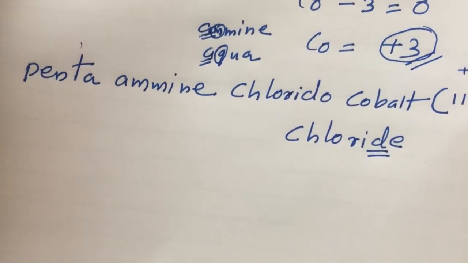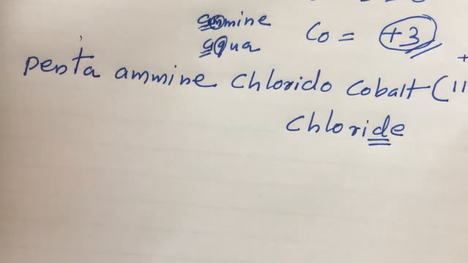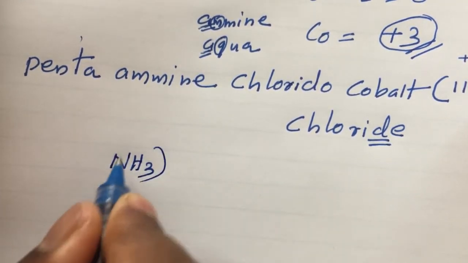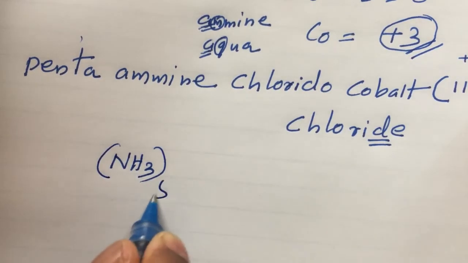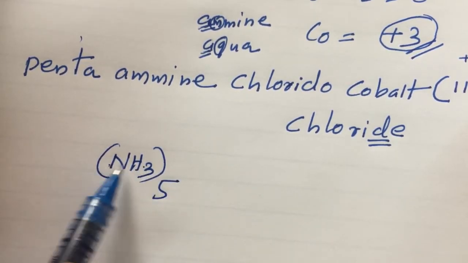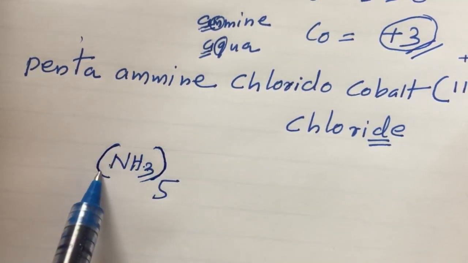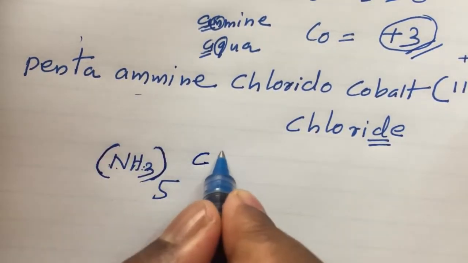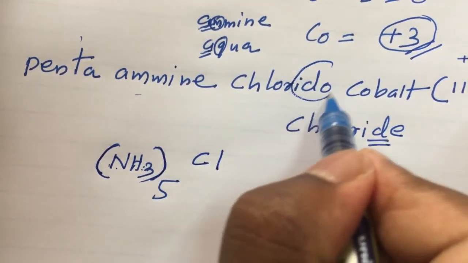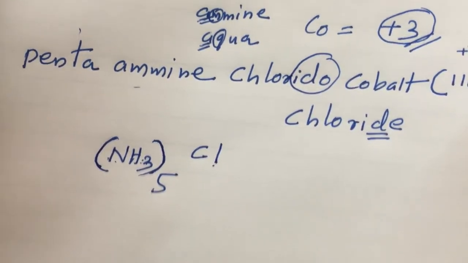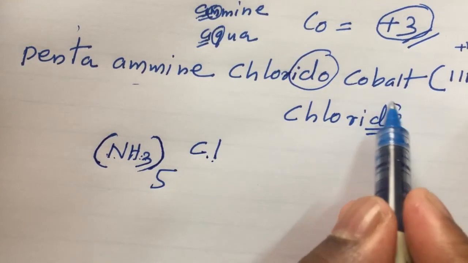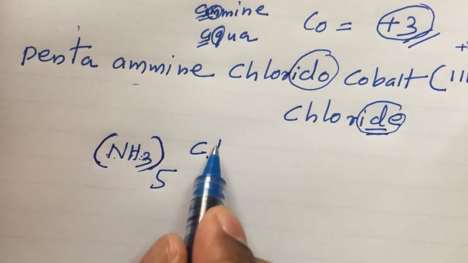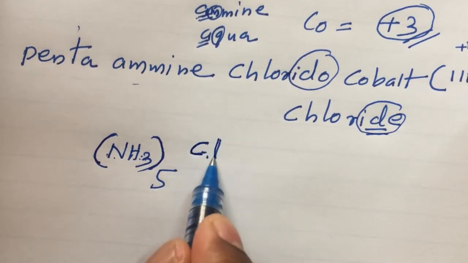So from this name, how can we write the formula? Pentamine, NH3, 5. Why do I put a bracket? Because there are two elements, so you have to put a bracket. If only Cl, no need of a bracket. Now pentamine, chlorine, because IDO indicates chlorine is the ligand. IDO indicates chlorine is the ligand, IDE indicates chlorine is the counter ion. Then only one chlorine, and no need of a bracket because Cl is a single element.